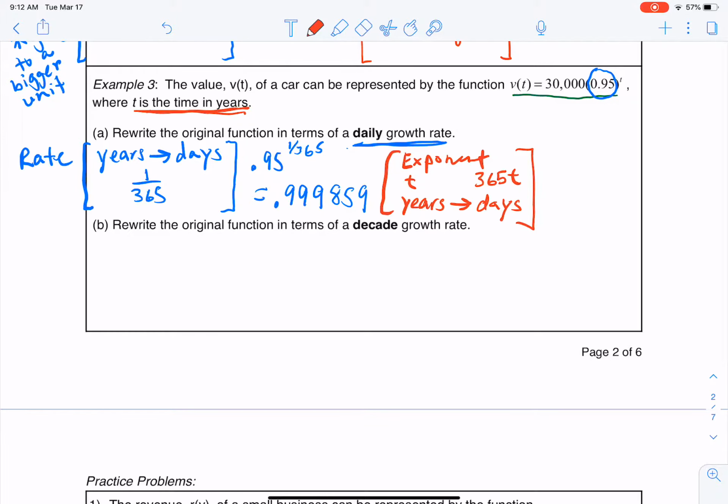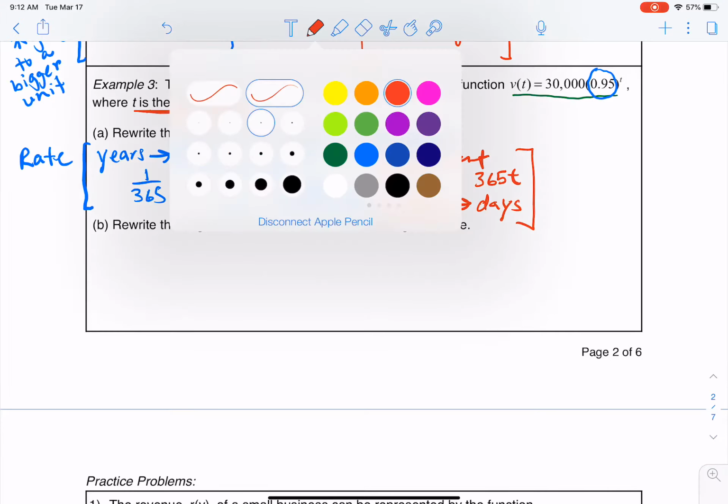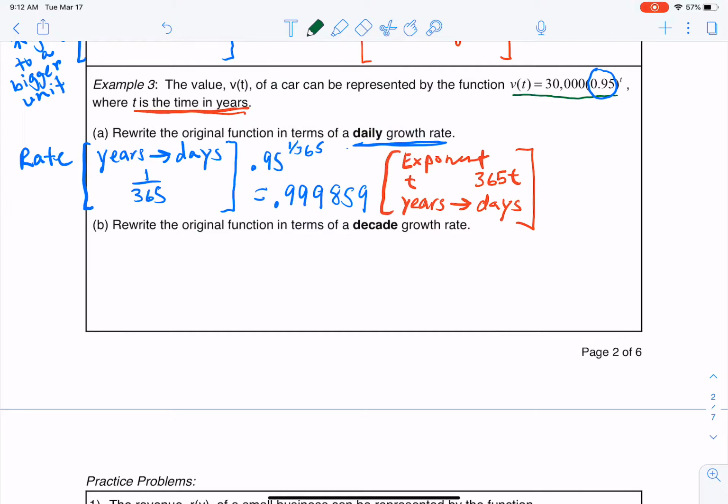All right, so my new equation here, the equation that now reflects a daily growth rate, is going to be v of t equals 30,000 times 0.999859 raised to the power of 365t. All right, just one more example, that is.